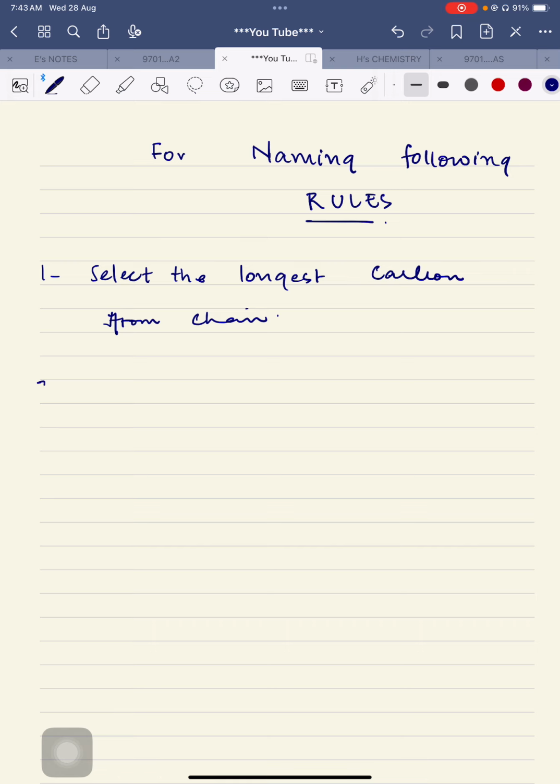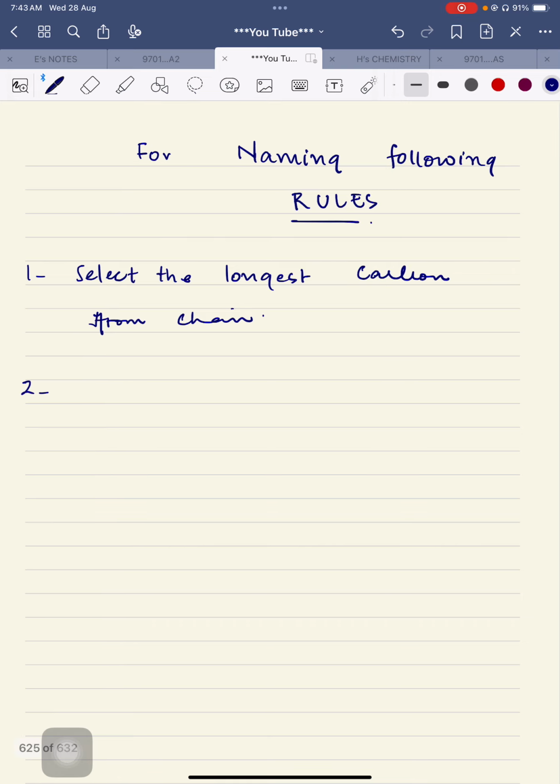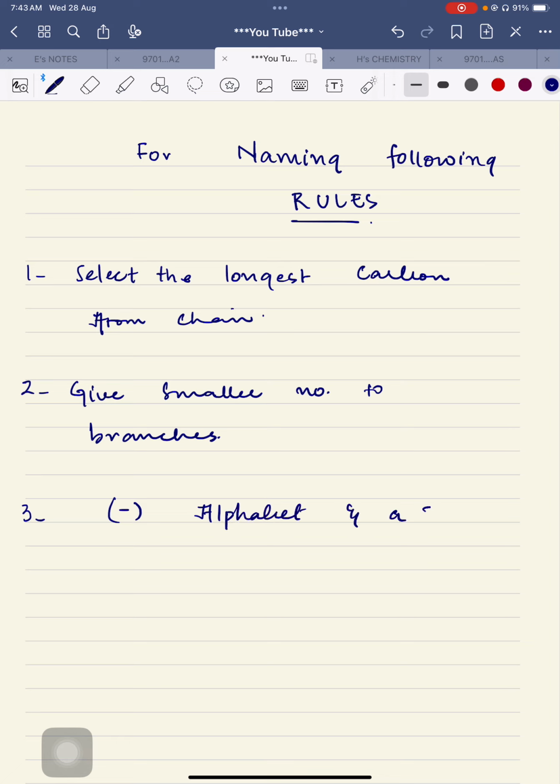Okay, now number two is select that side in which the branches have smaller numbers. Okay, so give smaller numbers to branches. I will give you an example, so don't worry about that. Number three, there should be a dash between an alphabet and a number. Okay, a dash between an alphabet and a number. And there should be a comma between numbers. Okay, between digits, there will be a comma.